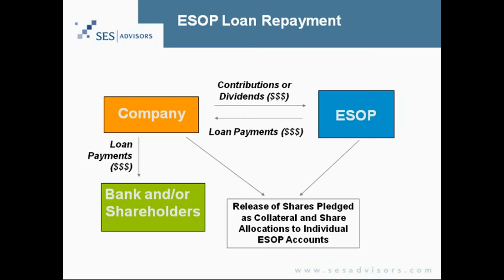And as the debt's paid between the company and the trust, shares are released from the ESOP account and allocated to individual accounts within the ESOP trust. Important to note here that it's the payment of the debt between the ESOP and the company that triggers this release. And this is a typical indirect loan structure. We're going to talk about the different types of loan structures as we get further in.